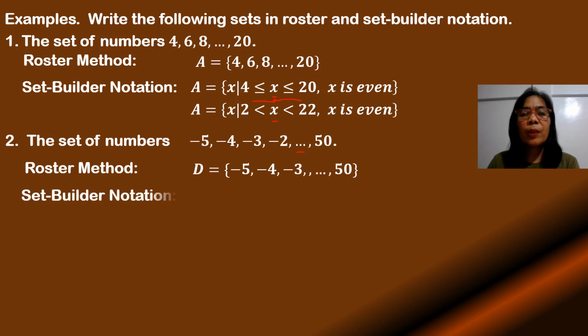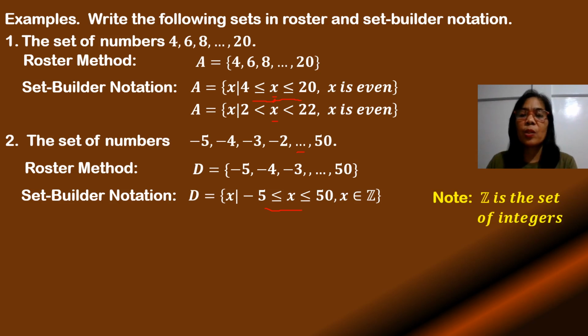So in writing it in the set builder notation, again, we have to take a look at the properties of these numbers. So you will notice that -5, -4, -3, and so on up to 50, they are all integers. So we can write D is the set of X such that X is greater than or equal to -5 but less than or equal to 50, and X is an integer, or X is an element of the set of integers because Z is the set of integers.